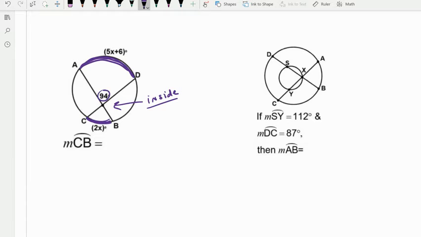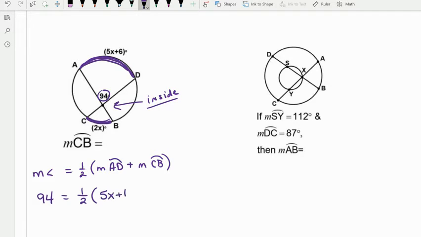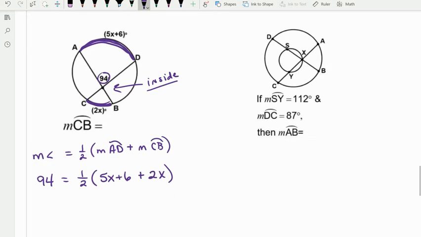So if I want to make an equation here, remember the measure of our angle would equal 1/2 the measure of arc AD plus the measure of arc CB. This time it doesn't matter what order I put those in because we're adding. Okay, so the measure of our angle is 94 degrees. Arc AD is 5x plus 6, and arc CB is 2x. I just plugged in the stuff that I knew.